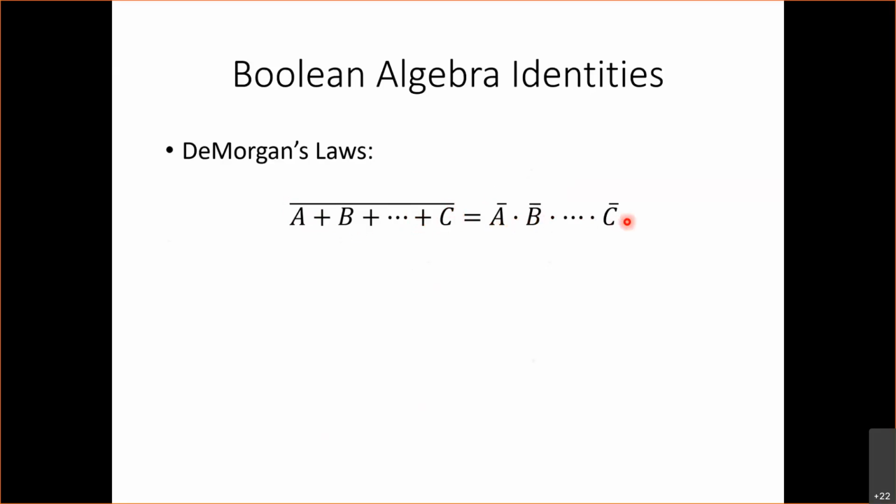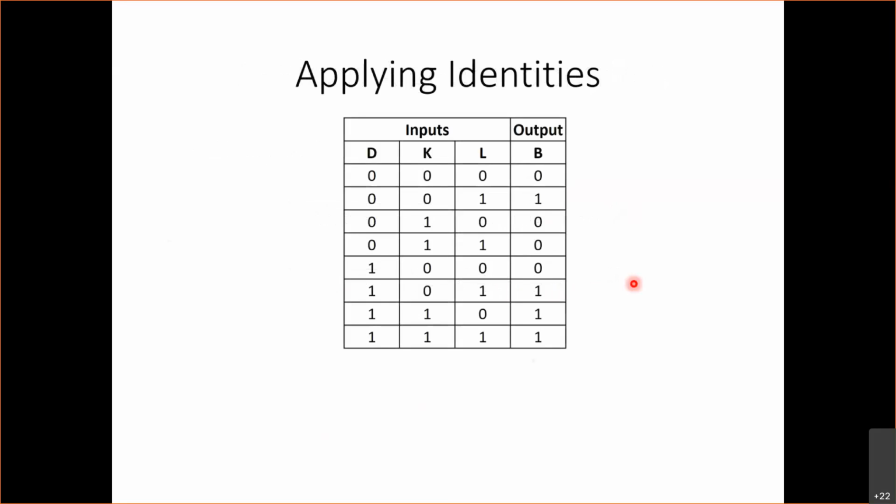and not C. And similarly, not (A and B and etc. and C), all of that inverted, is equivalent to not A or not B or etc. or not C. Okay, so this is De Morgan's law. So let's look at how we can use these identities to simplify our logic equations.